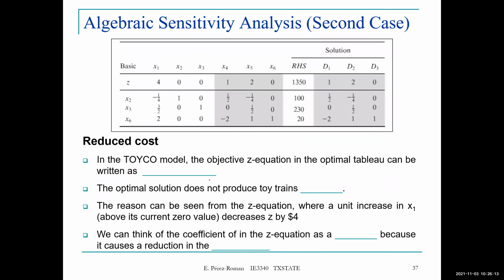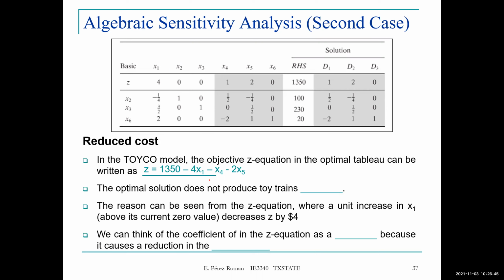The second case is changes in the objective function, or the coefficients of the objective function. So this is the concept of the reduced cost. In the right-hand side discussion, we're talking about the dual price and the shadow price. Now in the objective function, we're going to talk about this concept of the reduced cost. In the TOYCO model, the objective Z equation in the optimal tableau can be written as follows.